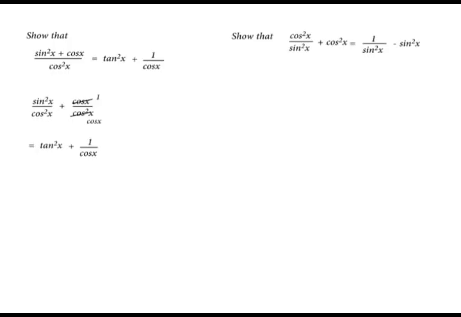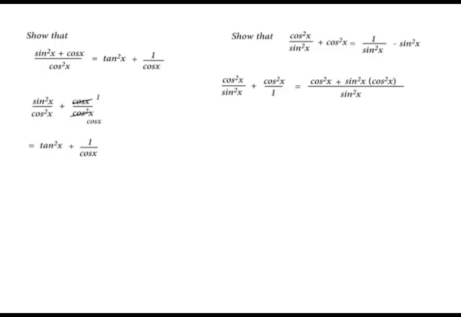First thing, cos²x / sin²x plus, make the next one a fraction, that is cos²x / 1. Find the LCM of sin²x and 1, that is sin²x. Sin²x divides into sin²x once. 1 times cos²x is cos²x, plus sin²x divides into 1 sin²x times. Multiply that by cos²x, and we shall have sin²x times cos²x.